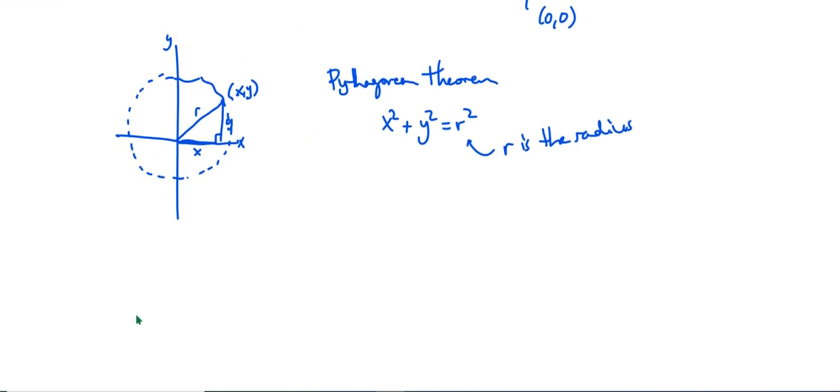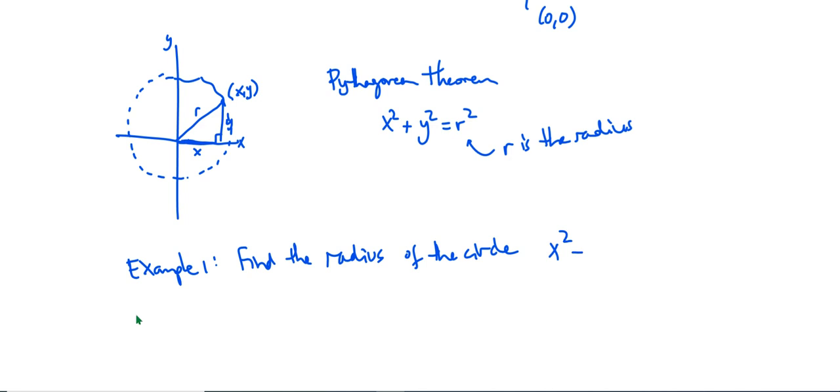For example, let's do example 1. Find the radius of the circle with the equation x squared plus y squared equals 25. We know that if it looks like x squared plus y squared like this, then the center is (0, 0). And this 25 is r squared, the radius squared. So therefore, the radius is equal to 5.